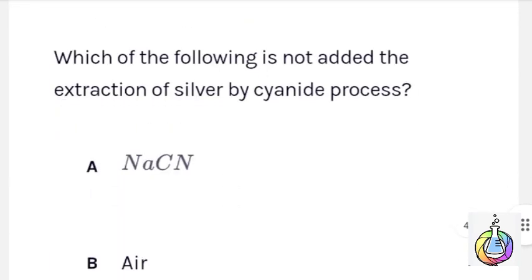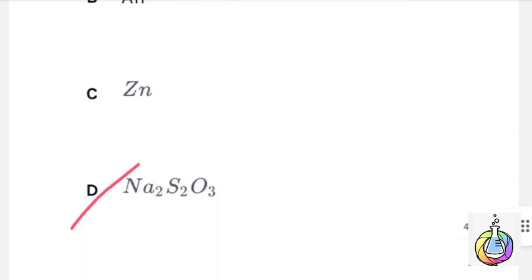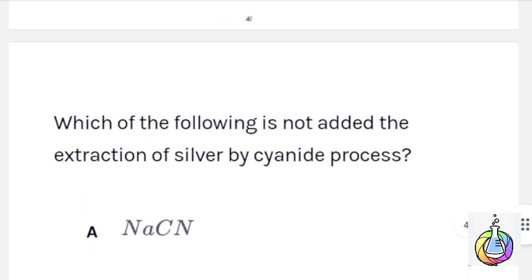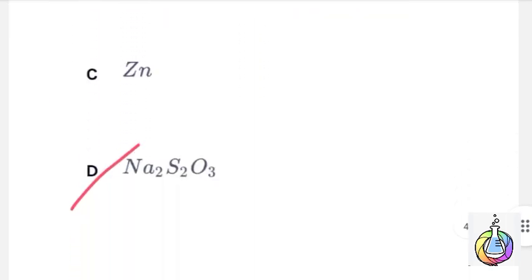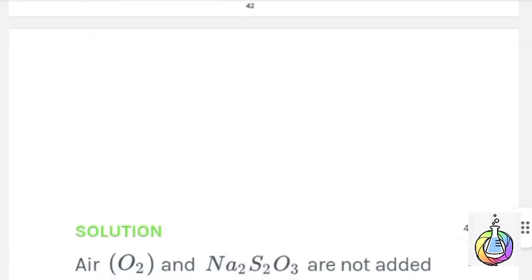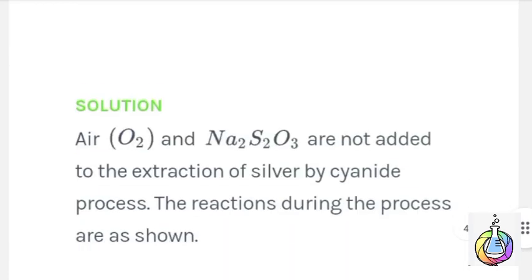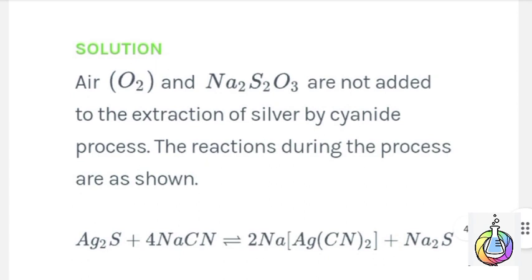Next question. Which of the following is not added in the extraction of silver by cyanide process? Na2S2O3 is not added for the extraction of silver by cyanide process. Therefore, option D is the correct answer. Here is the solution. Air, O2 and Na2S2O3 are not added in the extraction of silver by cyanide process.